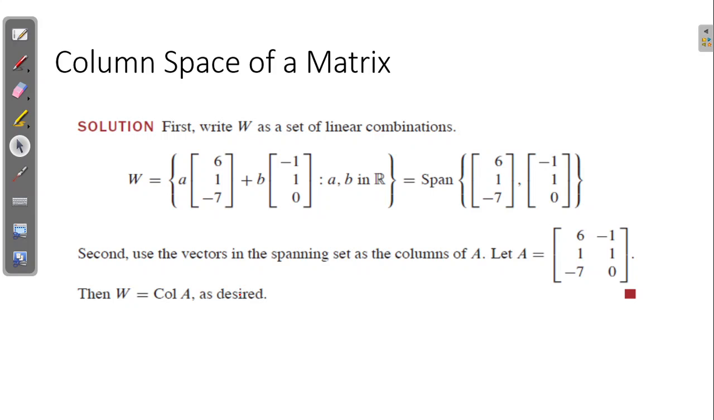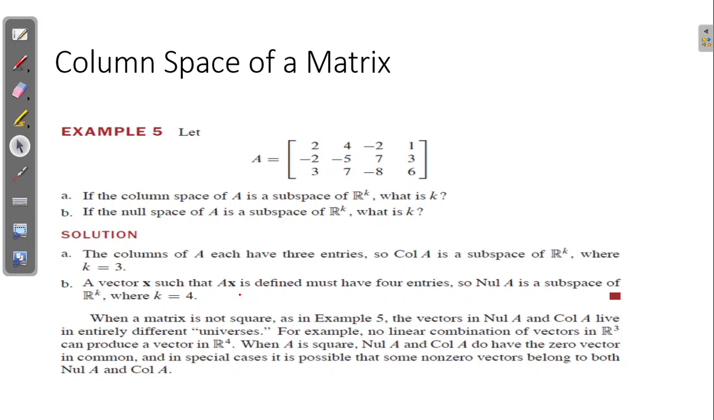You can write this solution down. Now, another example. Let A equal to this matrix of order 3 by 4. Now if the column space of A is a subspace of Rk, what is K? That is the question.